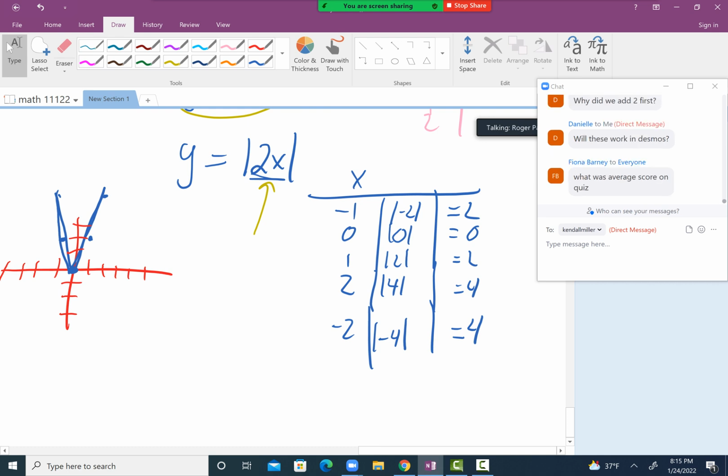Will these work in Desmos? Yeah, you can graph them in Desmos. I don't know what the average score on the quiz was. They were good, so I didn't worry too much about it. Yeah, you can do that. I think that's fine to check your stuff, but I think you want to be pretty good at transformations and understanding them rather than just typing them in, if that makes sense. Good questions. Anything else?